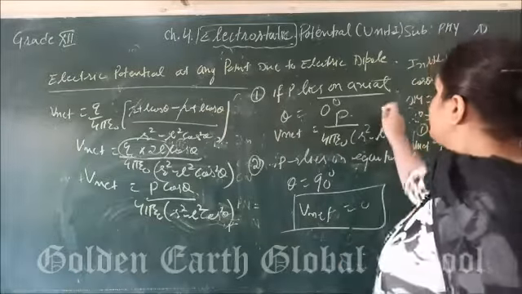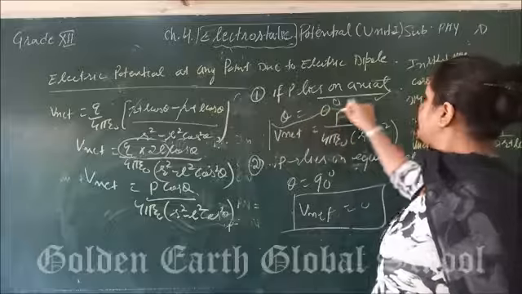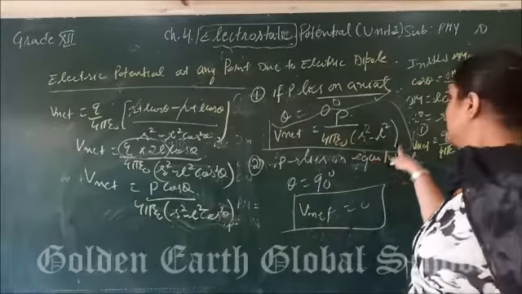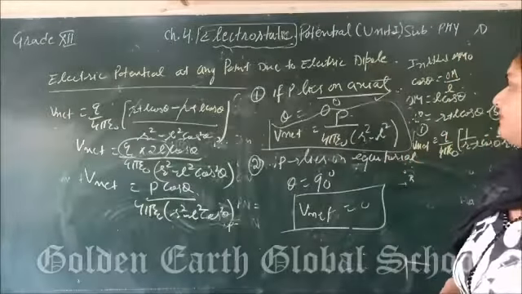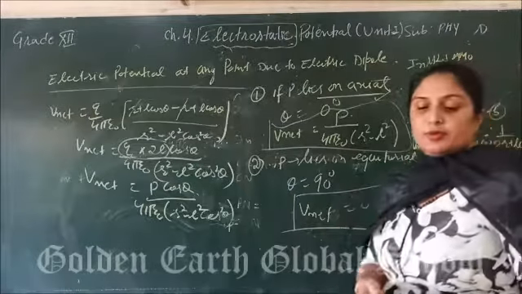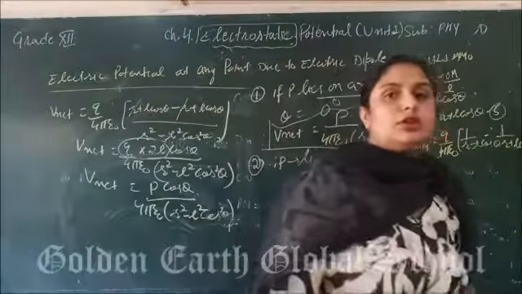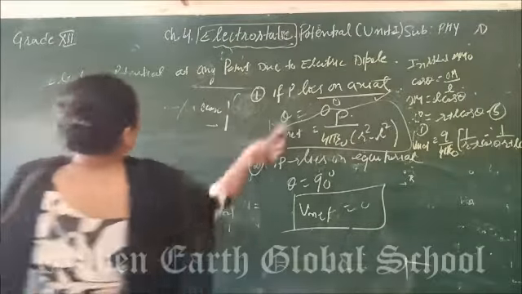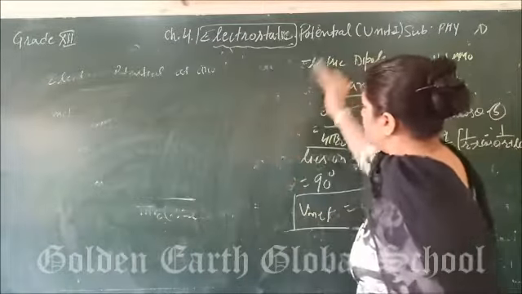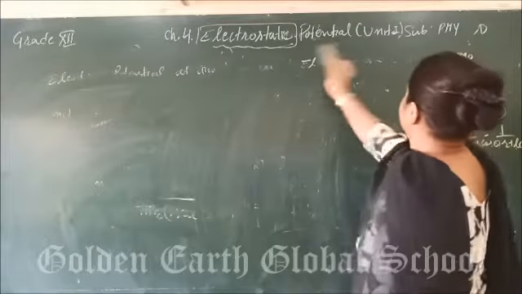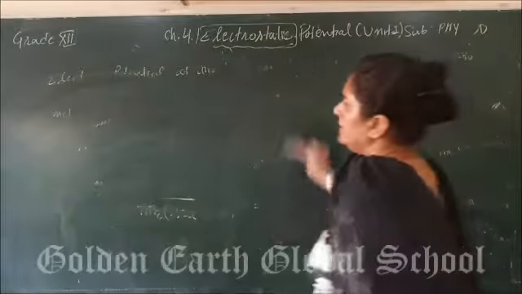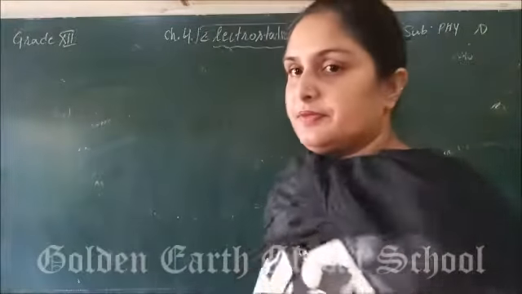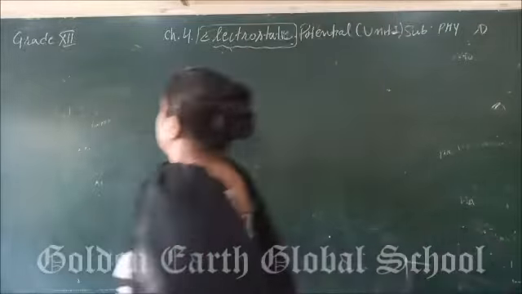And if the observation point lies on the axial line, the electrostatic potential will be equal to 1 by 4 pi epsilon naught p upon r square minus L square. So electrostatic potential has 0 value on the equatorial line. Now next we have to find the relation between the potential and electric field. The next topic is the relation between electrostatic potential and electric field. That is a most important article.